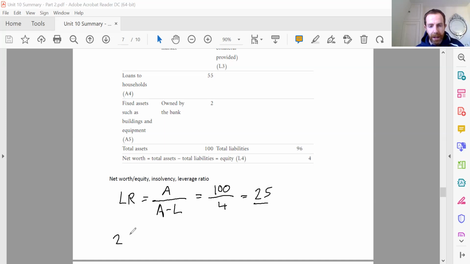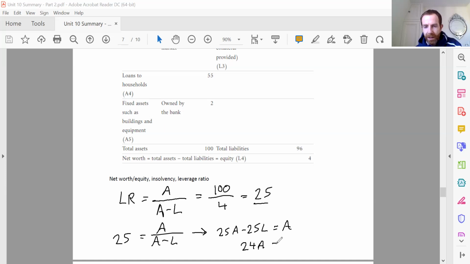So I'm going to take basically this equation. I'm going to replace the LR, the leverage ratio of 25, and we know that's equal to assets over assets minus liabilities. Now I'm going to do a bit of rearranging, and I get that 25 times the assets minus 25 times the liabilities is equal to the assets, right? That's just me rearranging this. Then I bring this over here, bring that over here. I know at the moment that 24 times the assets is equal to 25 times the liabilities. And therefore the assets right now are equal to 25 over 24 times the liabilities.